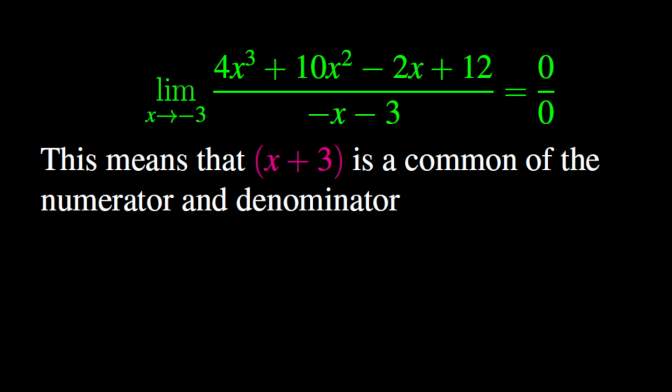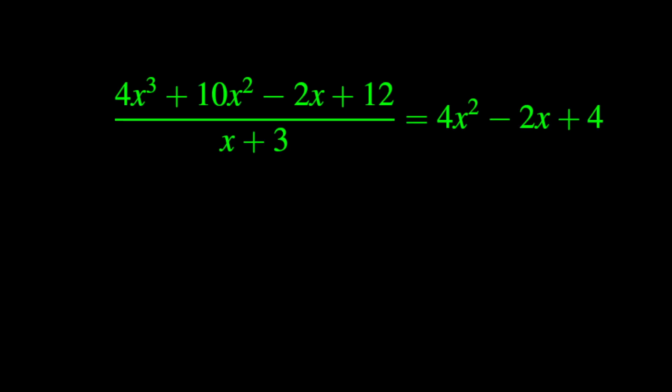As a result, we have to factorize the whole fraction in order to simplify the common factor. This occasionally happens when the quantity x plus 3 is a common factor of both the numerator and the denominator. The polynomial 4x cubed, plus 10x squared, minus 2x, plus 12 is divisible by x plus 3, since they have a common root, minus 3.